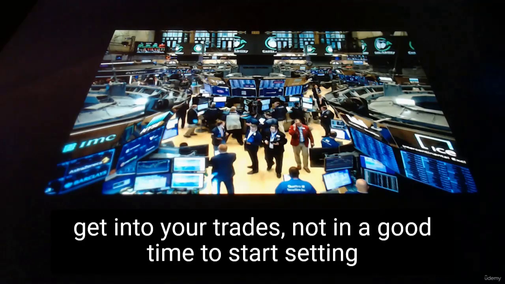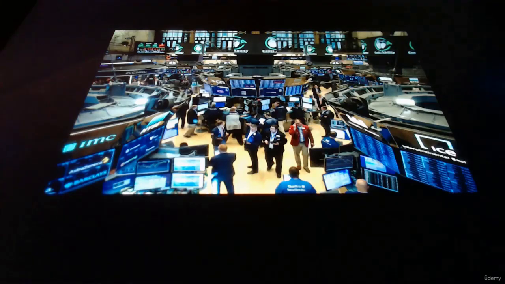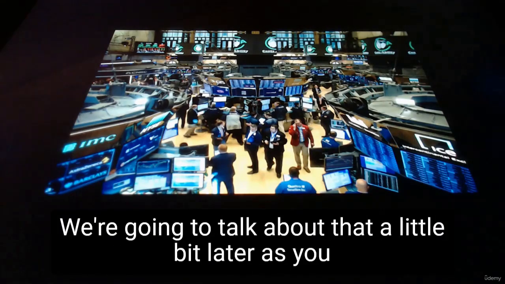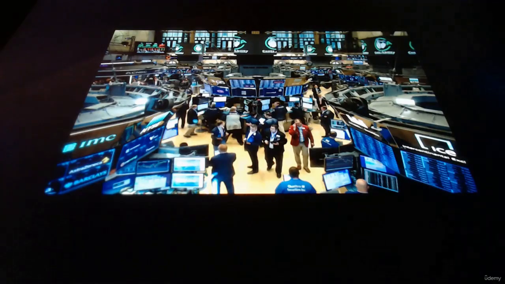Not a good time to start setting positions. You want to already have your positions. You want to already have the pullbacks. We're going to talk about that a little bit later as you become more and more understanding of indicators.